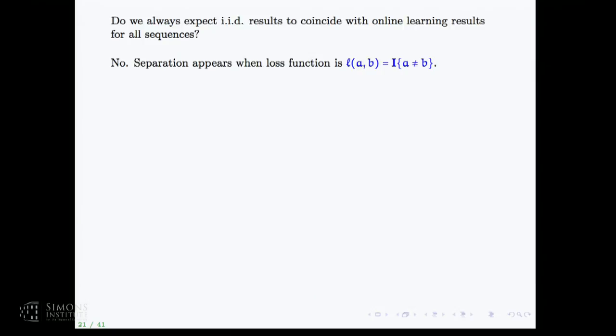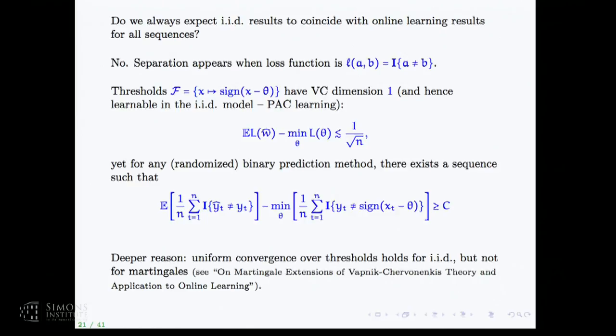Okay, and now back to Ankur's question: do we always expect that IID results will coincide with something for individual sequences? The answer is actually no. This is not something that you should necessarily expect, and there are examples where it's not possible. Here's an example where the separation appears: you take the loss function to be the indicator loss. So think of the PAC setting in the IID case.